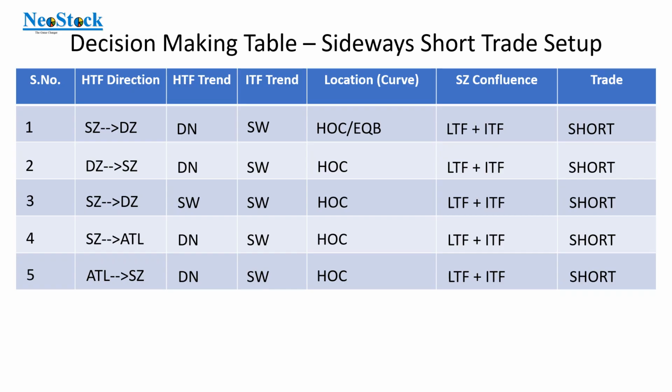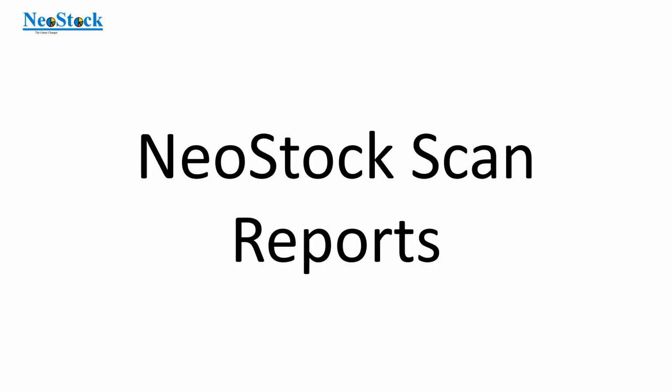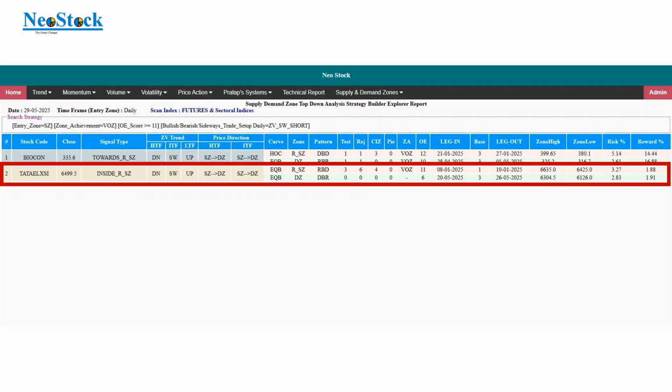Okay, now let's look into the examples. Randomly, I have taken some scan reports. The first scenario is monthly income trade. For monthly income trade, entry time frame is daily. And when I took this report on 29th May 2025, this report is generated.